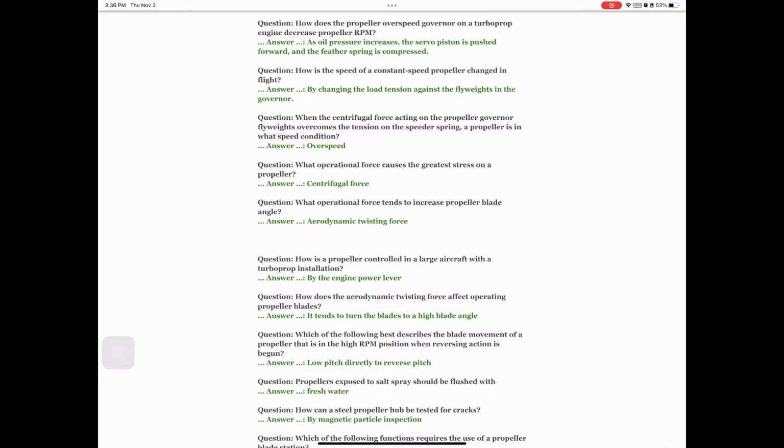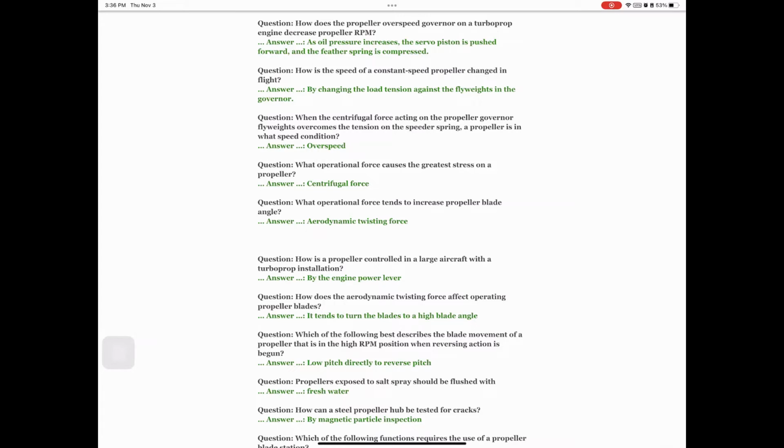Answer: centrifugal force. Question: what operational force tends to increase propeller blade angle? Answer: aerodynamic twisting force. Question: how is a propeller controlled in a large aircraft with a turboprop installation? Answer: by the engine power lever.